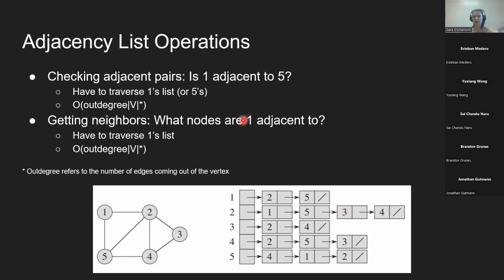So the second operation on the adjacency list is seeing what neighbors each node has. So what nodes are adjacent to one, those are going to be all the nodes in the list. And once again, the complexity of that is the out degree of the vertex that you're looking at, in this case, one.